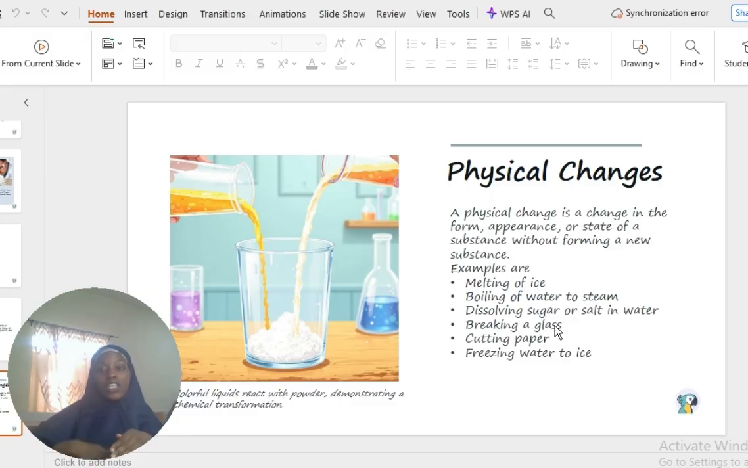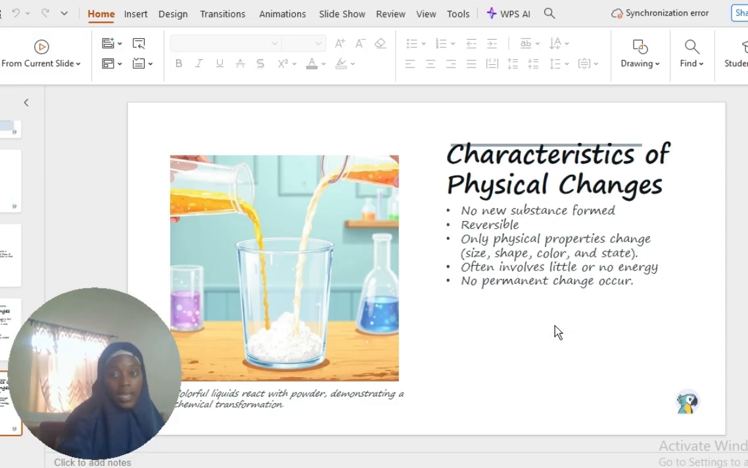So you see, even if water boils to steam, it is still water, because if you cool the steam, the steam will condense, and it will still give you water. Dissolving salt or sugar in water, it might appear dissolved, but you can still recover your salt or sugar when you place the mixture on fire and the water evaporates. Breaking a glass, cutting paper, the glass might appear shattered, the paper might appear in pieces, but it is still paper. Then freezing your water back to ice also.